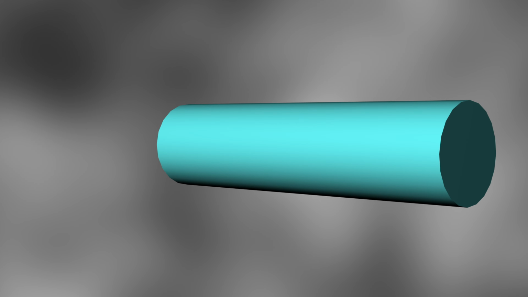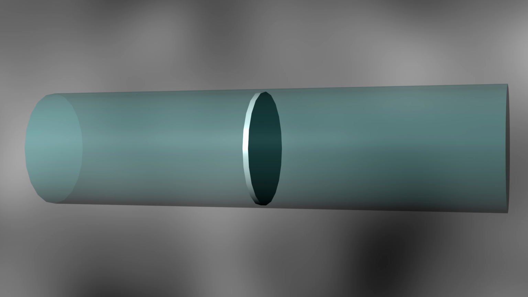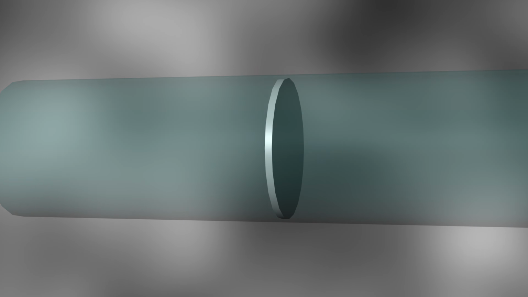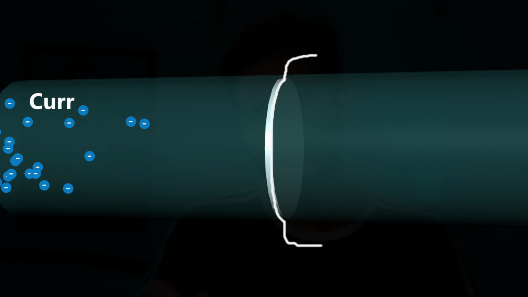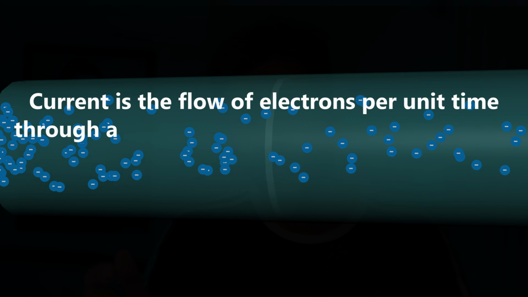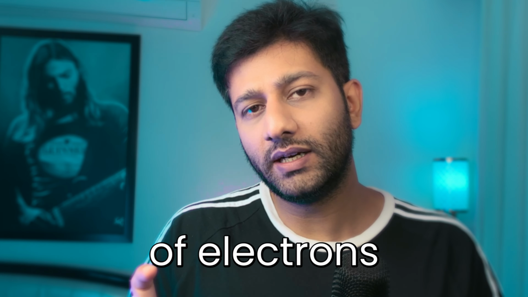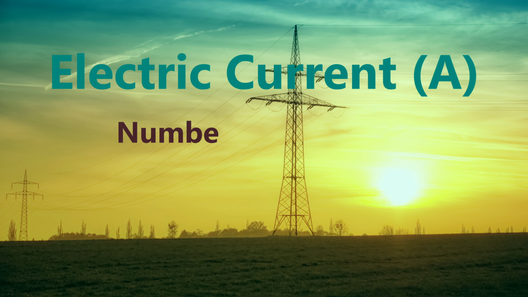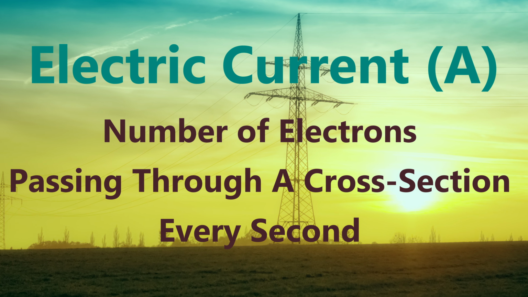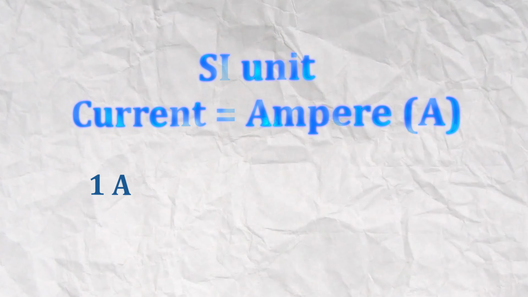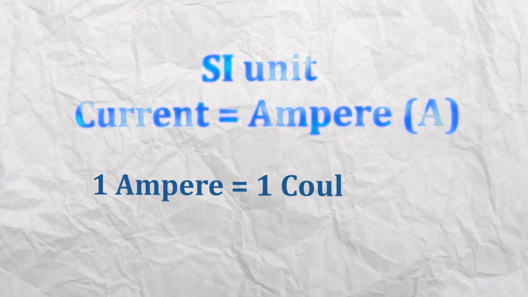conductor. Now to make this simple, let's first understand what the cross-sectional area is. The cross-sectional area is nothing but a thin slice of the conductor. Now coming back to the earlier statement, we said that current is the flow of electrons per unit time through a cross-sectional area of the conductor. So flow of electrons per unit time. What does this mean? It just means the number of electrons passing through the cross-sectional area of the conductor every second. The unit of current is ampere, and 1 ampere is equal to 1 coulomb per second.